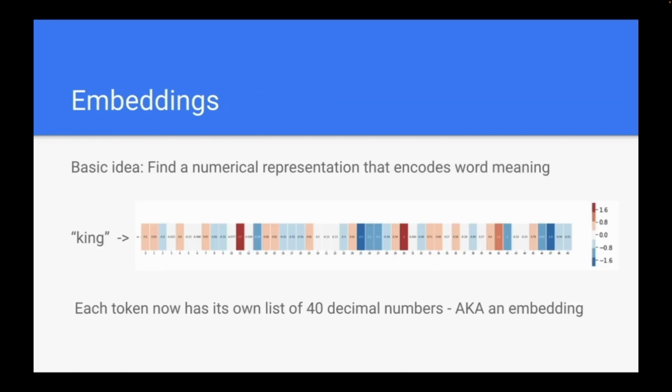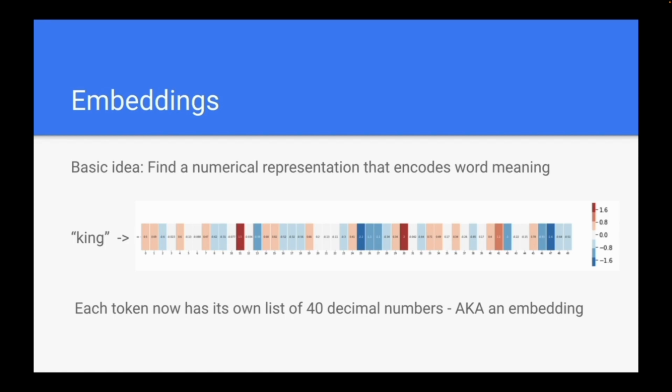And that path is embeddings. The basic idea is to find a numerical representation that encodes word meaning. And for this, we're going to have to go to a higher dimension. In this case, I'm showing an example where the word king is encoded into 40 different decimal numbers. This is from an embedding model called GloVe. GPT has its own embedding model. This is a simpler one for the purposes of demonstration. And it's color coded, so you can kind of see what the numbers mean.